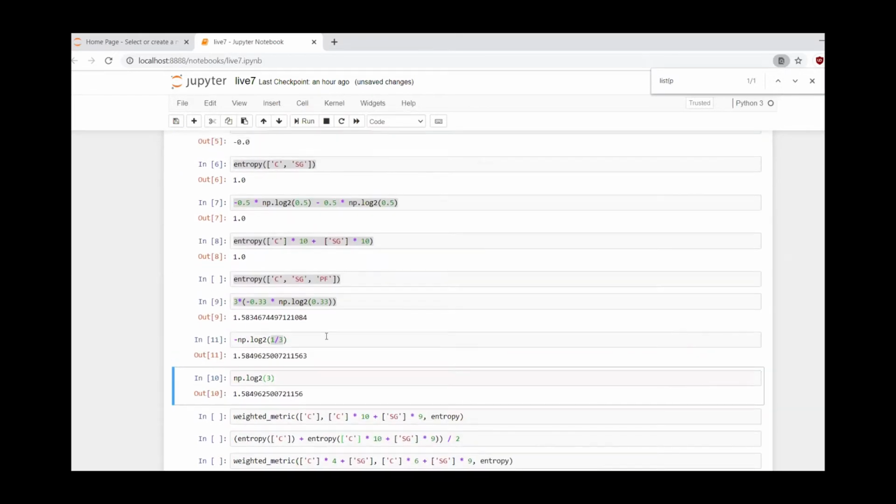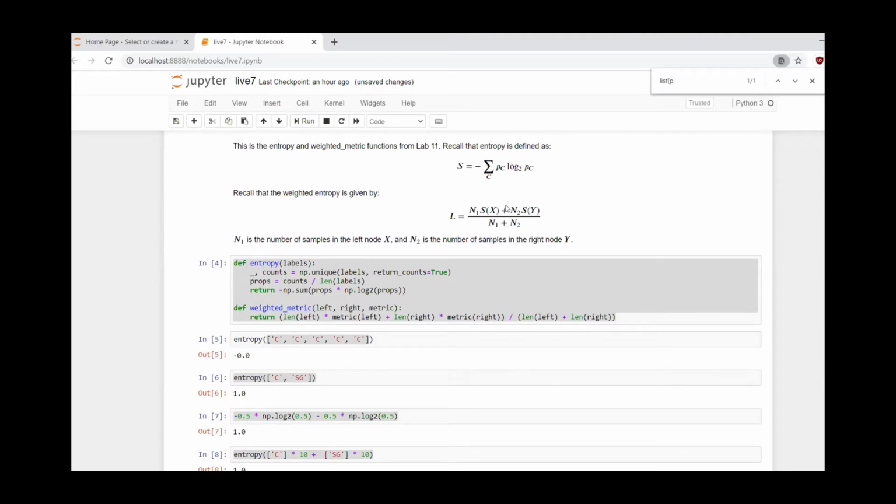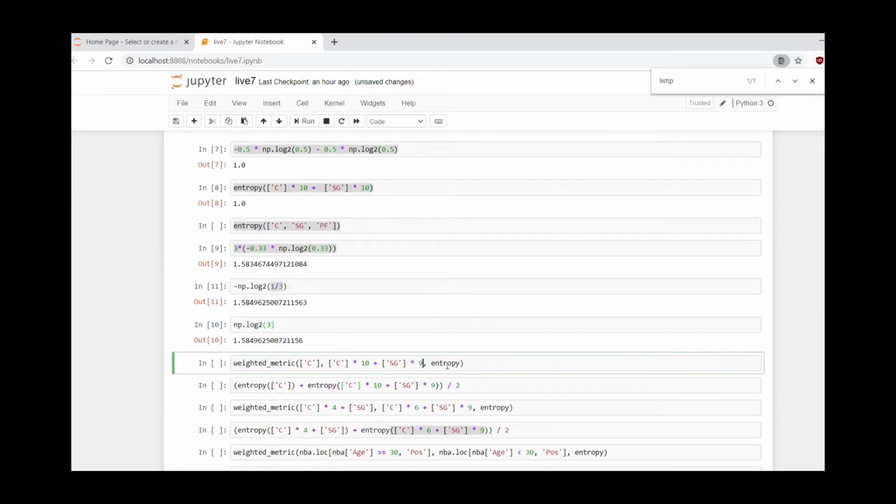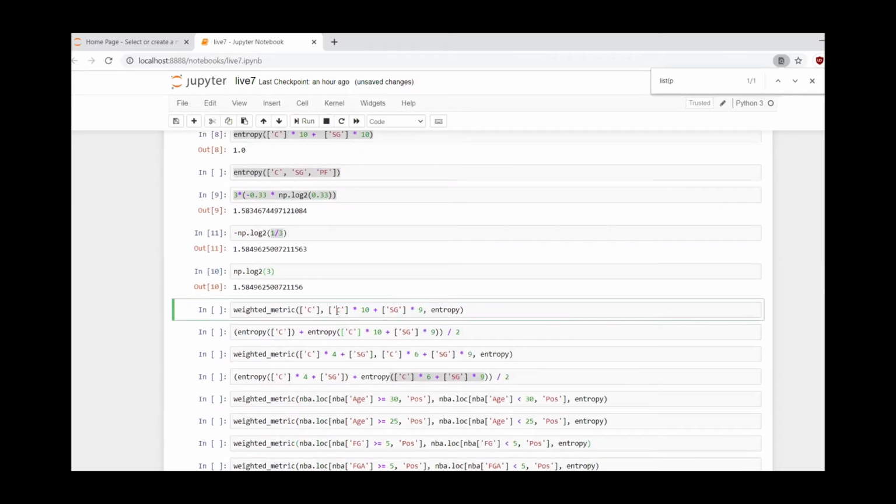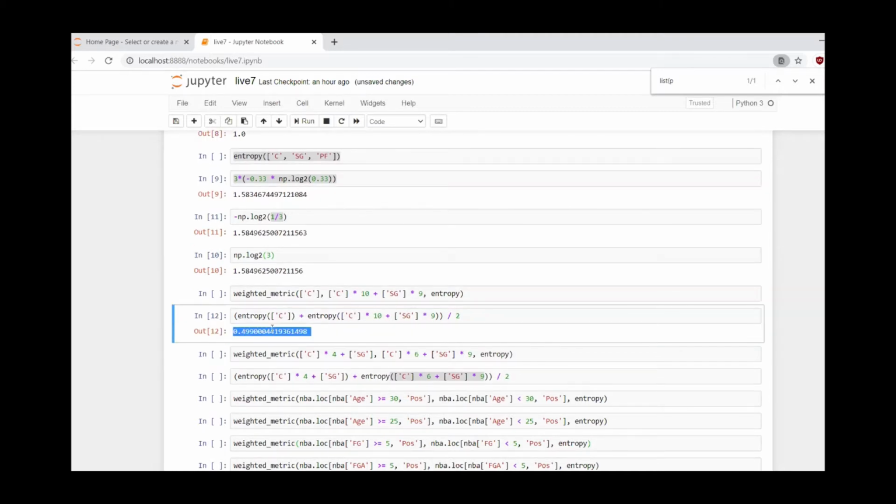Okay, so why do we use weighted entropy? Why don't we just use something like average entropy? Why can't we just do S of X plus S of Y over 2? So this is just a crude example where I have 10 centers and 10 shooting guards, and I want to do some sort of split. If I just used the average entropy, just added the 2 and divided by 2, I'm comparing 2 splits here. So I have one split, which I just split one center on one side and everything else on the other side. So the average entropy in that case is 0.499.